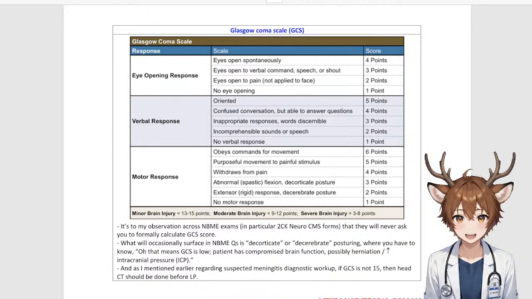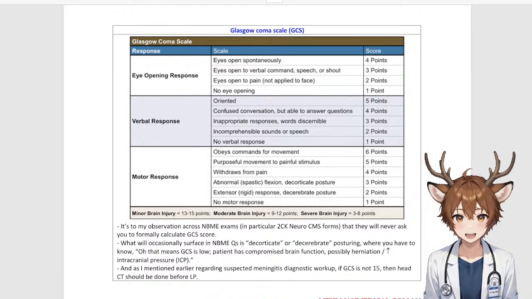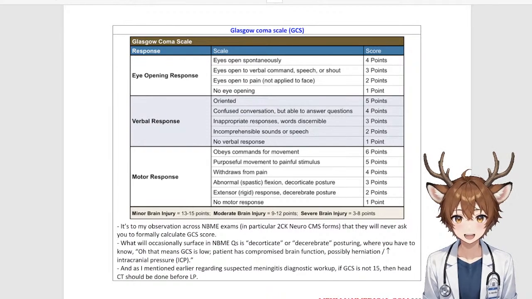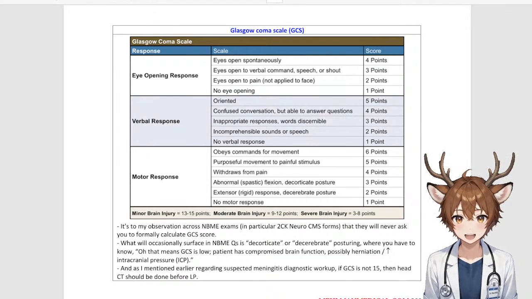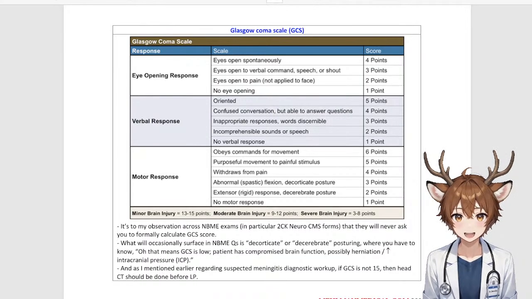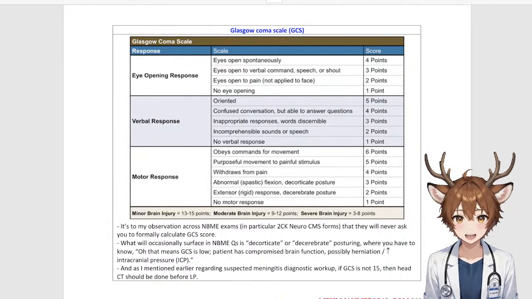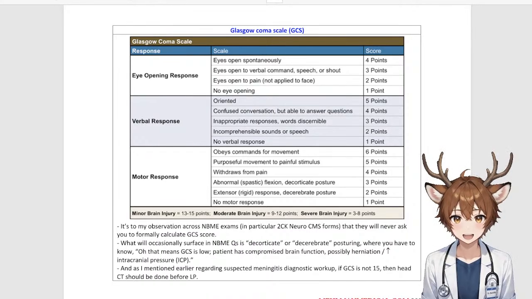So, 5, top response, oriented. Next would be confused conversation but able to answer questions. Then inappropriate response, words discernible. Then incomprehensible sounds or speech. And finally, lowest would be no verbal response. What about motor response? Obeys commands for movement; purposeful movement to painful stimulus; withdrawal from pain; abnormal spastic flexion, decorticate posture; extensor rigid response, decerebrate posture; and finally the lowest one would be no motor response.